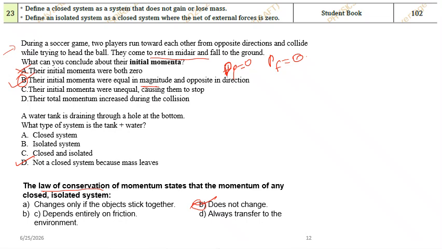So the law of conservation of momentum states that the momentum will never change. The entire momentum of the system will remain the same. Okay. Now we will discuss in detail the conservation of momentum.